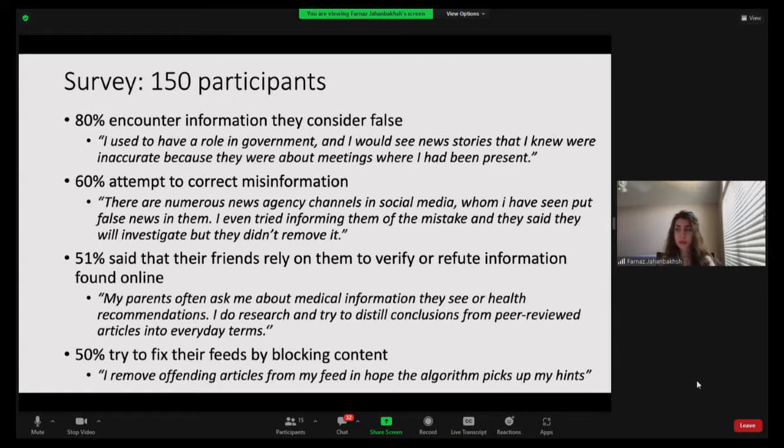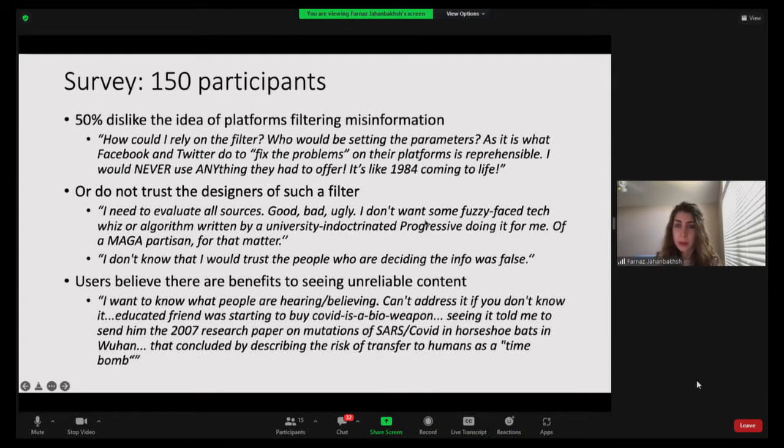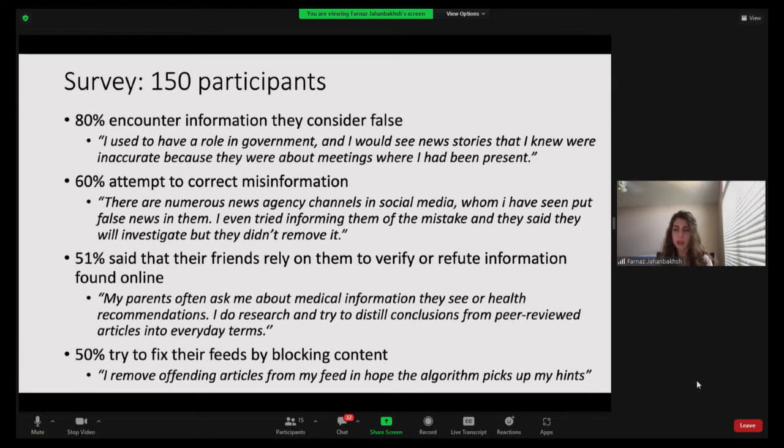We also found that many users invest effort into creating a feed of reliable content on social media. For example, they do that by trying to train the feed curation algorithm. As one participant said, I remove offending articles from my feed in the hope that the algorithm picks up my hints. These observations suggest that it shouldn't be assumed that all users are mere passive consumers who fall prey to misinformation and who should be saved, but rather that they treat online content with scrutiny and they can be recruited to help out each other. And in fact, this is what they're already doing, but without system support.